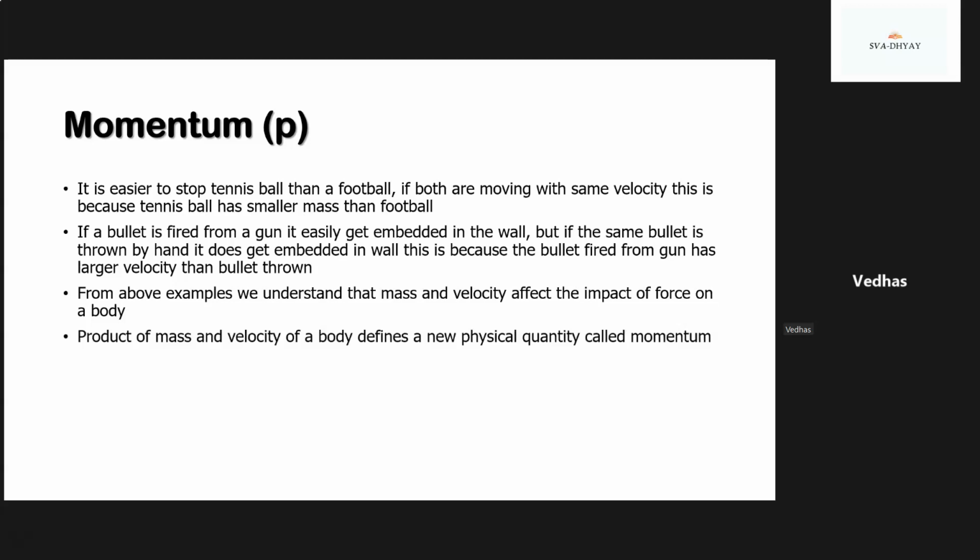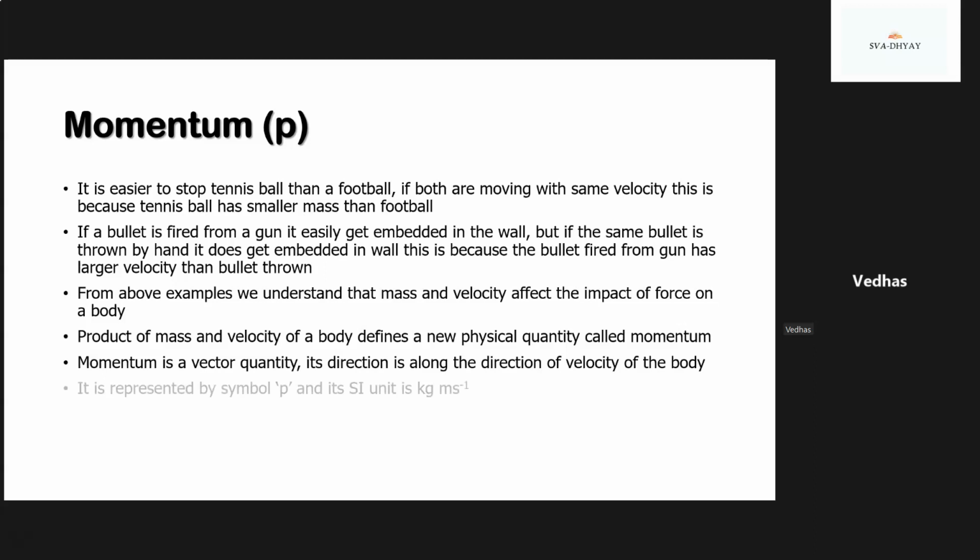Product of mass and velocity of a body defines a new physical quantity called momentum. Momentum is a vector quantity. Its direction is along the direction of velocity of a body. It is represented by symbol p and its SI unit is kg ms^-1. Momentum is equal to mass multiplied by velocity, or p = mv. Every moving body possesses momentum.